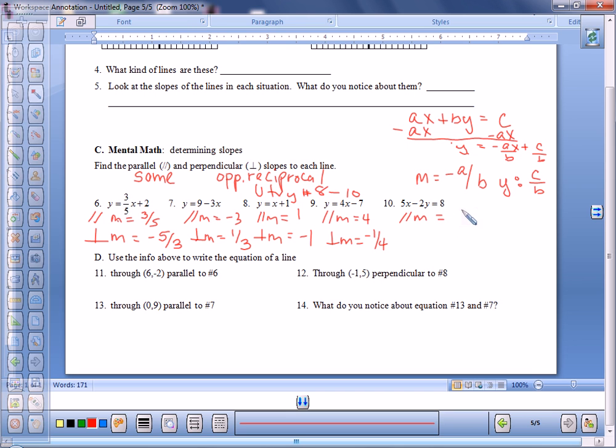Okay, or you could solve for y and get the same thing. And then a perpendicular slope would be the opposite sign and reciprocal. Okay, now it's asking us to write a line that is either parallel or perpendicular through a point.